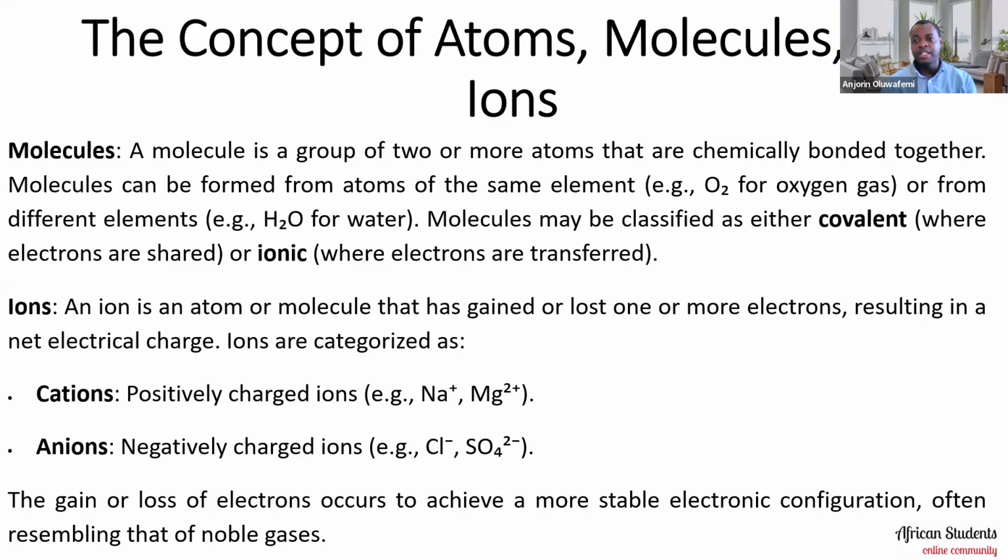And when it does that, it attains a 2-8 system. That is, it has 2 and then 8 electrons in the outermost shell, which is the valence shell. 8 is an octet state and it is more stable.